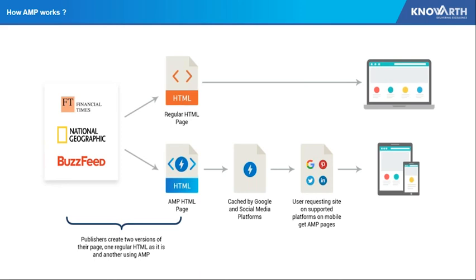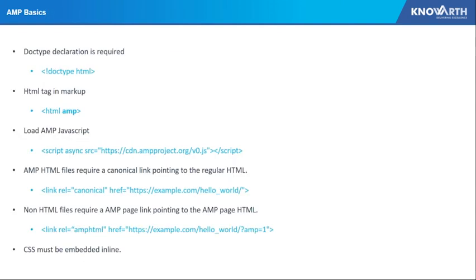Generally all pages have two copies: one is the regular HTML page and the second is the AMP HTML page. The regular HTML page is rendered directly in the desktop browser when someone requests it from a desktop browser. The AMP page is cached by Google and other AMP supported platforms. When users request an AMP page from any search engine or any other platform like Pinterest, Twitter and LinkedIn, the AMP pages will be served.